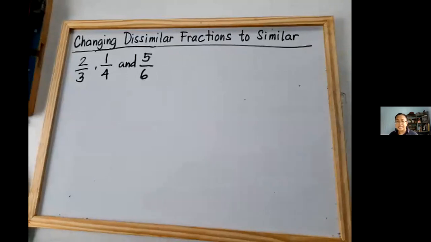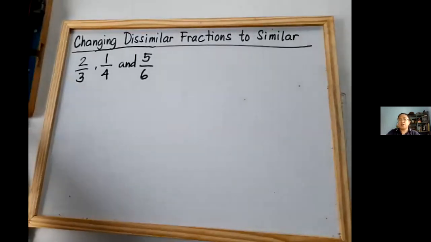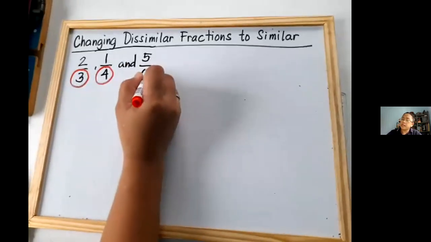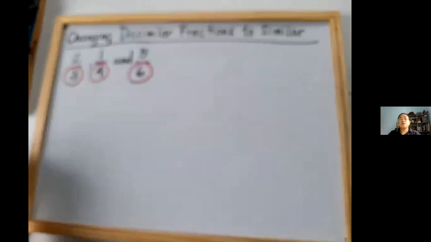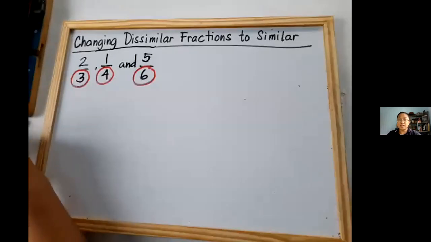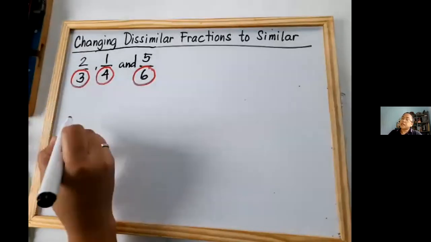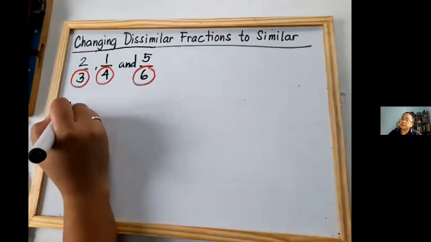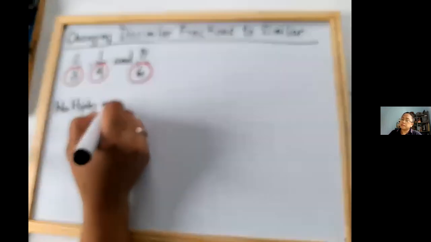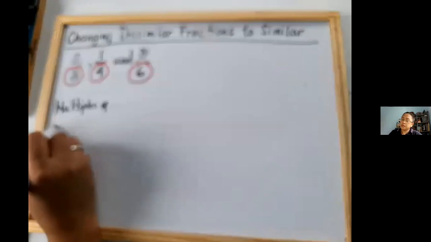Ano-ano yung mga ililista nating multiples? Okay? So we have the denominators: 3, 4, and 6. Saan tayo maglilista ngayon? Medyo kulang yung ating espasyo. Dito tayo sa baba. Wala namang kaso yan, basta organize yung ating listahan. Okay? Let's have multiples of 3.